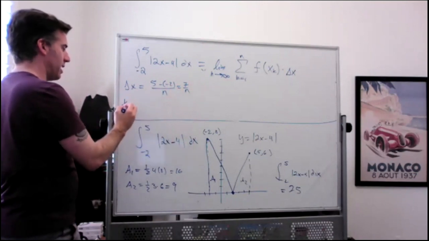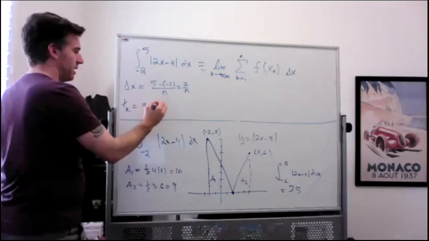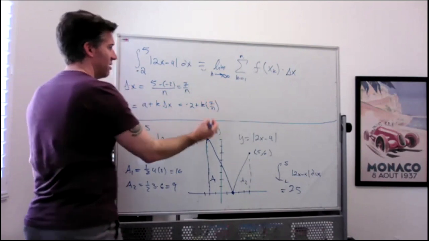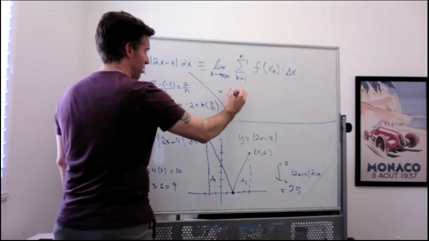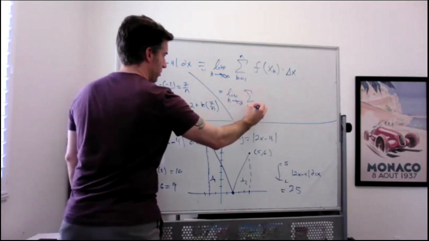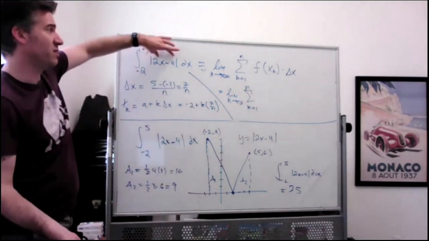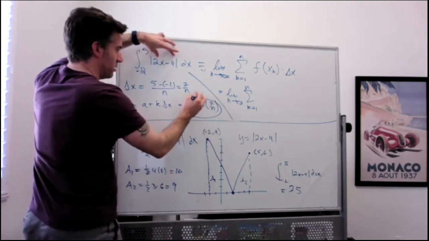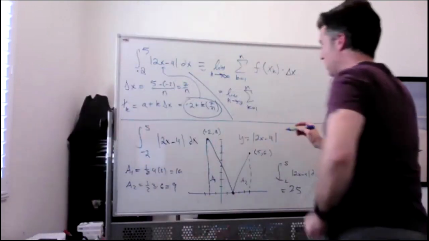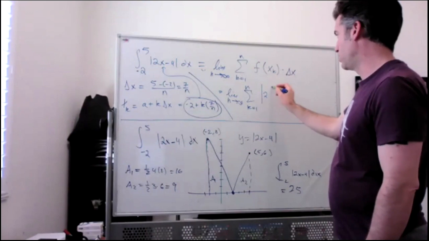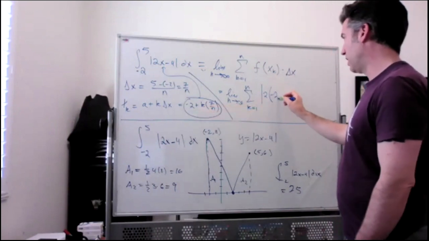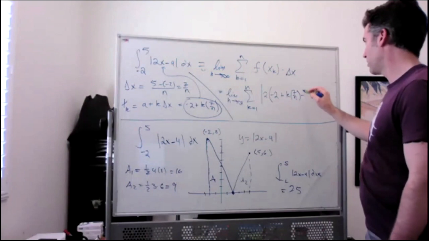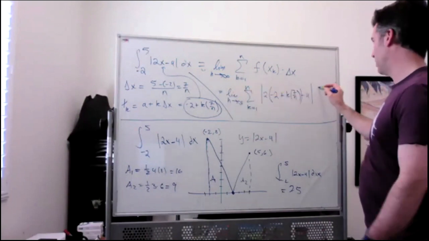And my x sub k is a plus k times delta x, which is -2 plus k times 7 over n. So I could write this as, it's going to be gross, the sum from k equals 1 to n of, my function is the absolute value of 2x minus 4. The x sub k that I'm plugging in is -2 plus k times 7 over n. So this is going in for x. So it's going to be the absolute value of 2 times my x sub k, which is -2 plus k times 7 over n, minus 4, times delta x, which is 7 over n.